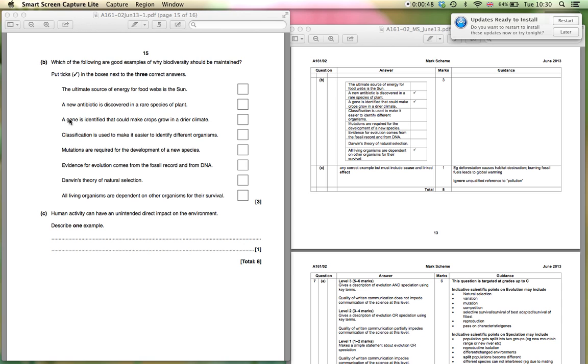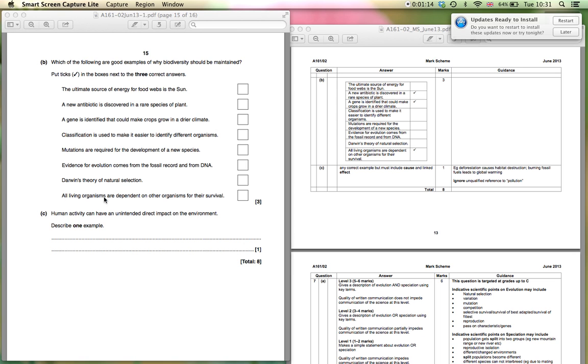Another one is the gene is identified that could make crops grow in a drier climate. In the future, we may run short of places where crops can grow successfully if climate change produces different conditions for crops to grow in. So if you can find a gene in a crop which you could then use to make food grow in places which are unusual for food to grow in now, such as deserts, it will increase food supply in the future.